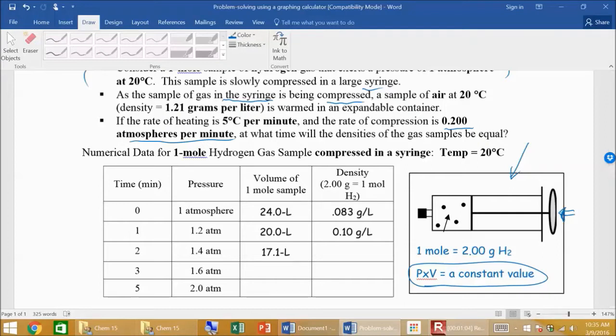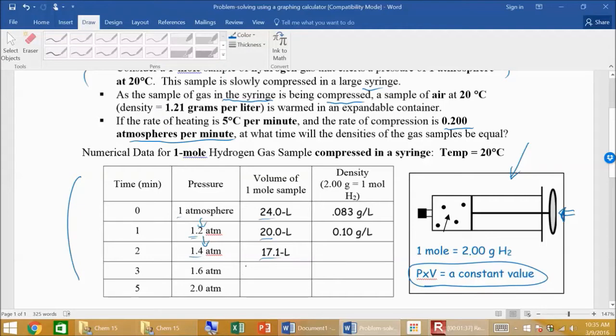So this data table is all about that. You can see the pressure goes up every 5 minutes. It goes up by 0.2 atmospheres, so it is predictable on into infinity. The volume is also predictable because P times V is a constant. So originally it's 1 atmosphere times 24 liters. The product is 24. Now it's 1.2 times 20 also equals 24. 1.4 times 17.1, 24. Try the next ones on your own.